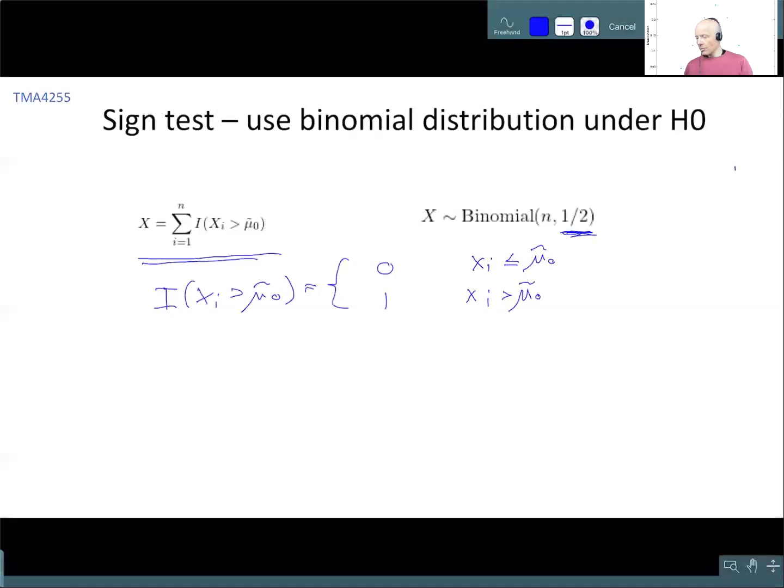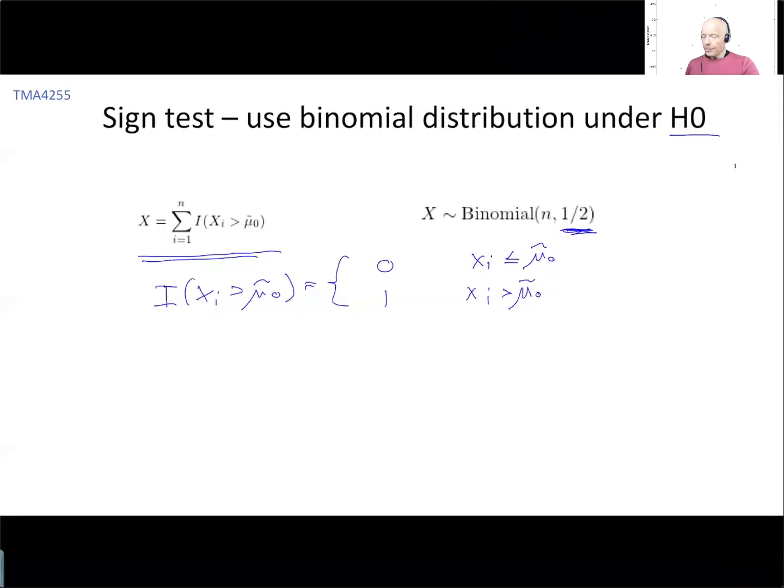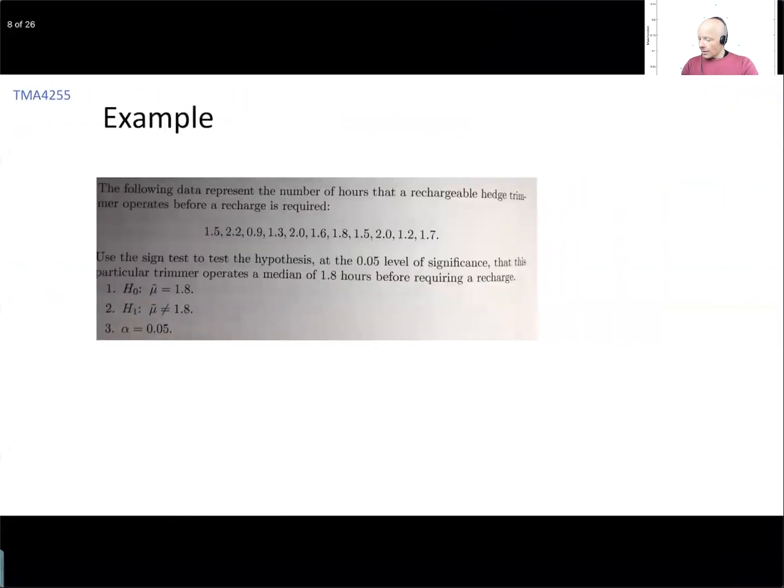So now under the hypothesis H0, we know the sampling distribution of X, and this means we can do hypothesis tests. We can then compute, for instance, p-values, where we look at the probability of observing such a small or large value of X. Is this subject to random variation, or is it substantially larger or smaller than we would expect under the hypothesis? So that's how the sign test works. And let's go through this in a simple example.